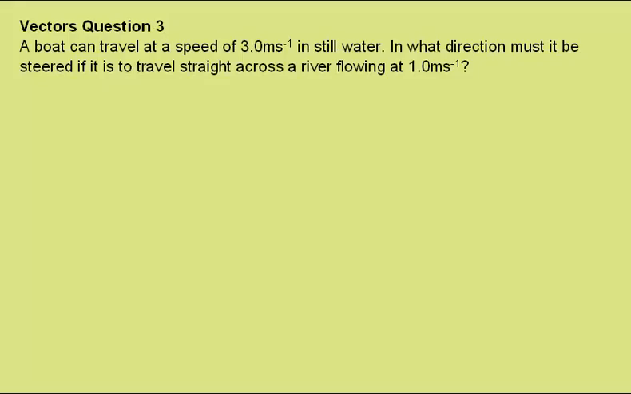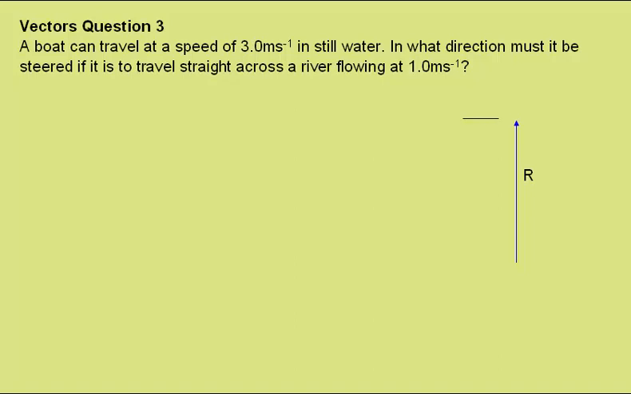Vectors, question 3. A boat can travel at a speed of 3 meters per second in still water. In what direction must it be steered if it is to travel straight across a river flowing at 1 meter per second? Well, in this case I'm going to start with my resultant arrow, which will go straight across the river, and I'll call that R.